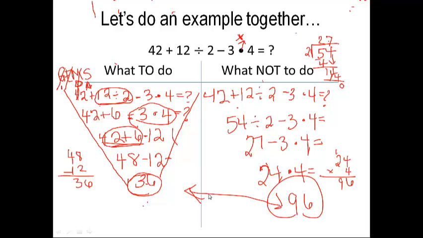Absolutely not. You cannot choose your order. You have to follow GEMS. You cannot work left to right, and you can clearly see that you get 2 different answers. So make sure you follow GEMS.